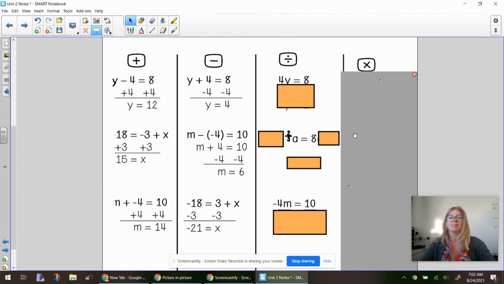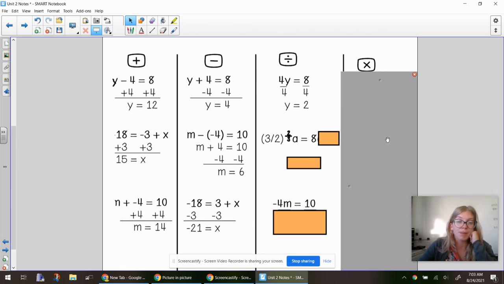Next, I've got a couple examples with division. So I start with 4y equals 8. 4y is multiplication. So to undo multiplication, I'm going to divide on both sides, and I get y equals 2. And I have 2/3 a equals 8. 2/3 a, they're smushed together, so that's multiplication again. But to undo multiplication of a fraction, we have to divide by a fraction, which means we multiply by the reciprocal. So I'm going to multiply both sides of my equal sign by 3/2, and that gives me a equals 12.